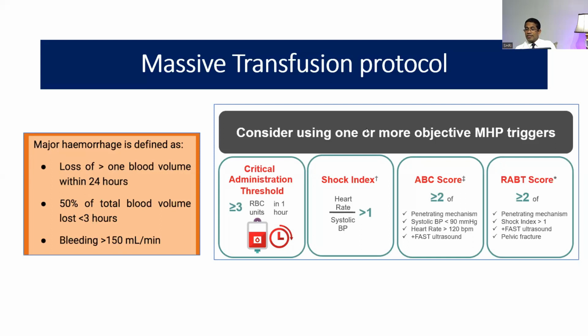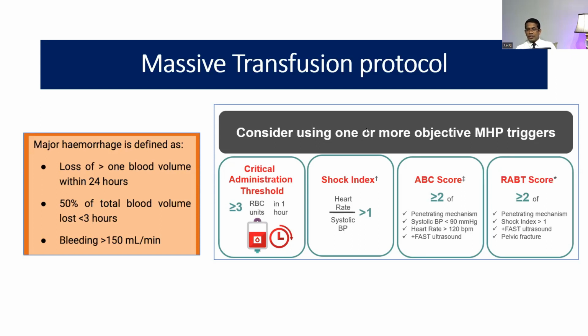And if the patient has a significant shock index, more than 1, the patient also fulfills the criteria for massive transfusion. Or else, if the patient has a RABT score of more than 2, that is the same as the ABC score: penetrating mechanism, shock index more than 1, positive FAST, and pelvic fractures. If those are there, massive transfusion protocol should be activated. Usually, massive transfusion protocol should be activated by the most senior person in the patient care management.